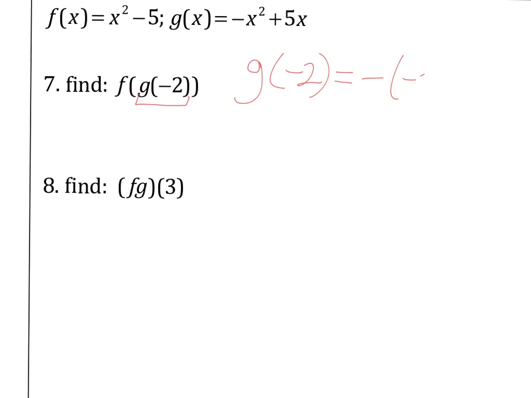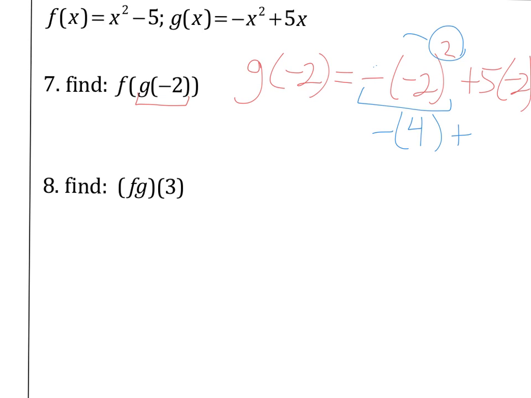So we've got negative 2 squared plus 5 times negative 2. Got to be careful with my order of operations here. I've got to apply my exponent before I use that negative out front. Negative 2 squared is going to be positive 4. And then the negative in front would be negative 4. 5 times negative 2 is negative 10. We end up at negative 14 as our answer.